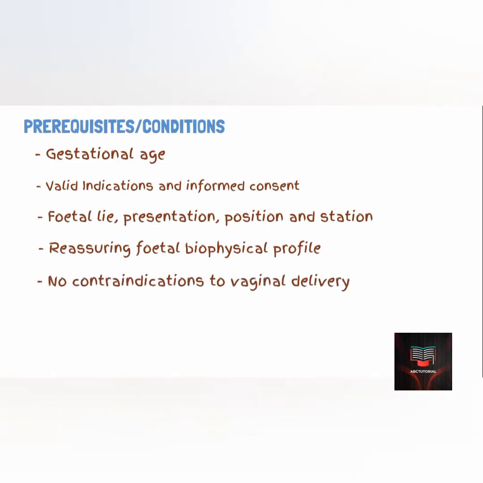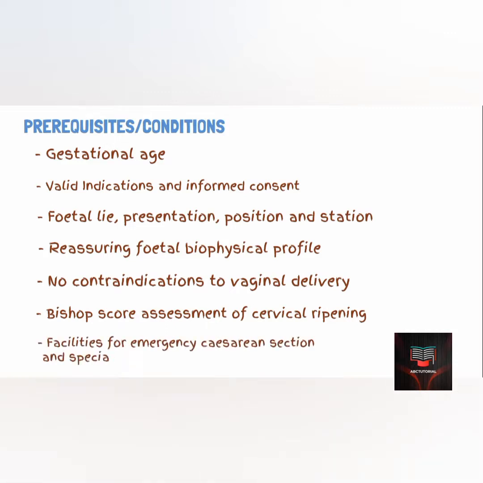There must be no contraindications to vaginal delivery. Bishop's score assessment of cervical ripening should also be done. And in case of emergencies or complications, facilities must be readily available for emergency cesarean section and special care baby units. So the methods for induction of labor could be medical or surgical.